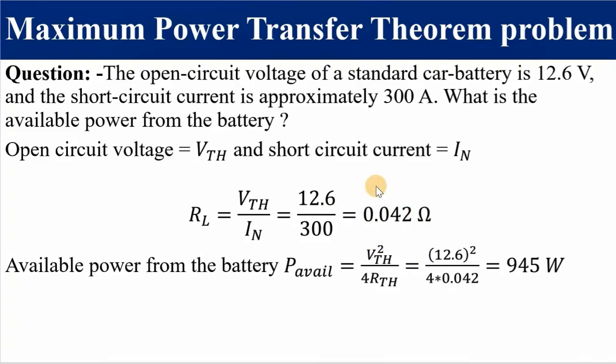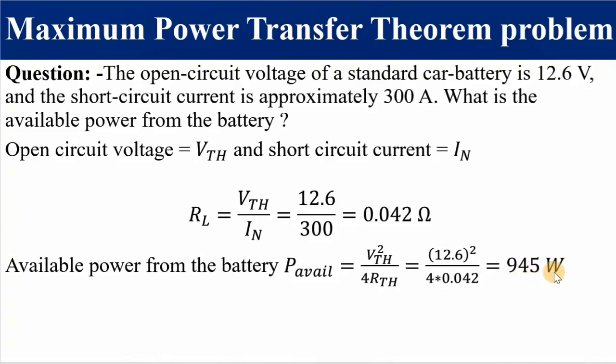This is a very low value. The source resistance of a voltage source is a very low value, so this is bound to be correct. So we are now going to calculate available power, which is maximum power, and it is calculated from V squared Thevenin divided by 4 R-Thevenin, and we are going to replace with the values. We are going to get 945 watts.